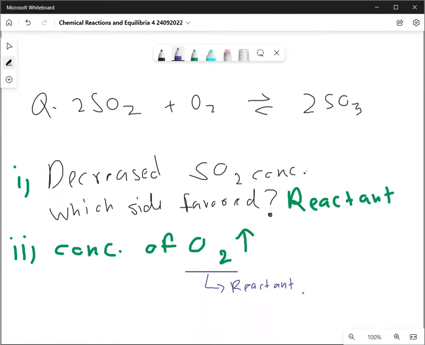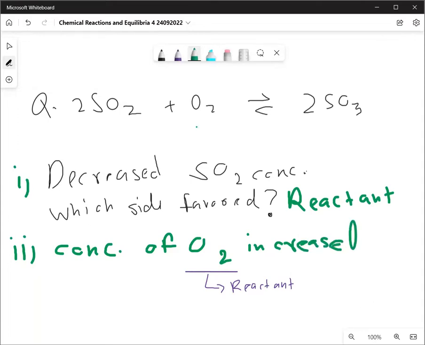Right now I'm increasing, the arrow is going up. So the concentration of O2 is increased. So this is a reactant. O2 is a reactant. So increasing the concentration of reactant will favor the yield of product.